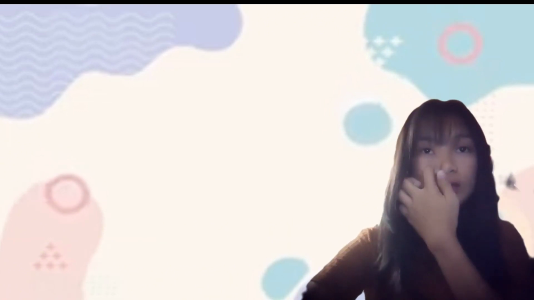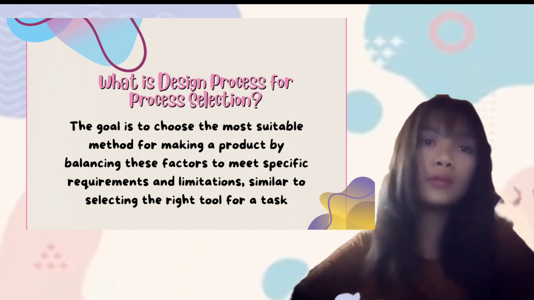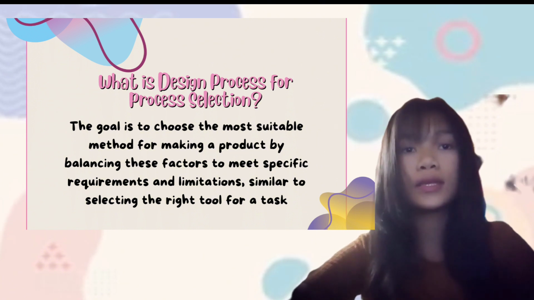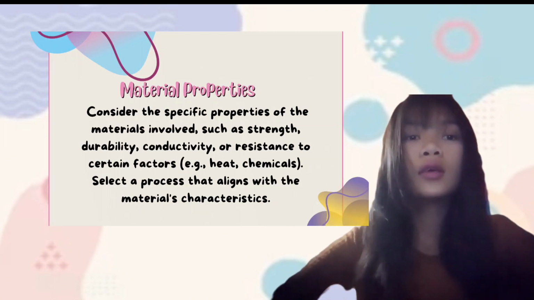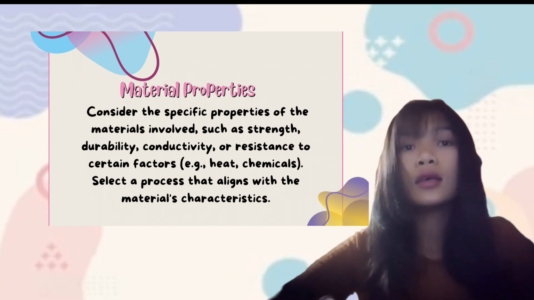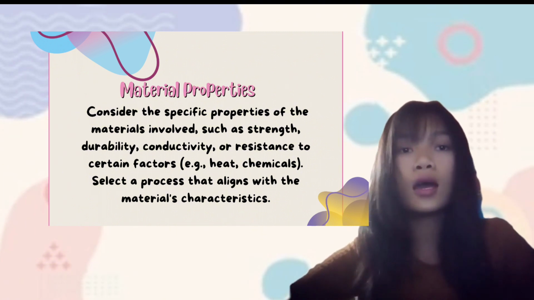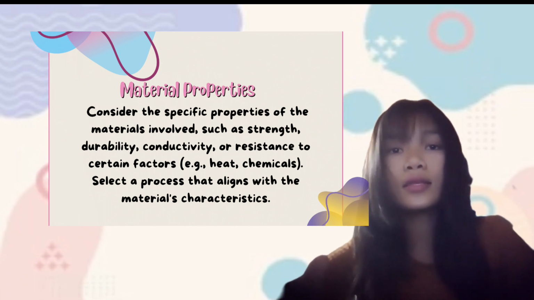So what is the design approach for process selection? The goal is to choose the most suitable method for making a product by balancing these factors to meet specific requirements and limitations, similar to selecting the right tool for a task. We have material properties. Consider the specific properties of the materials involved, such as strength, durability, conductivity, or resistance to certain factors like heat or chemicals. Select a process that aligns with the material's characteristics.